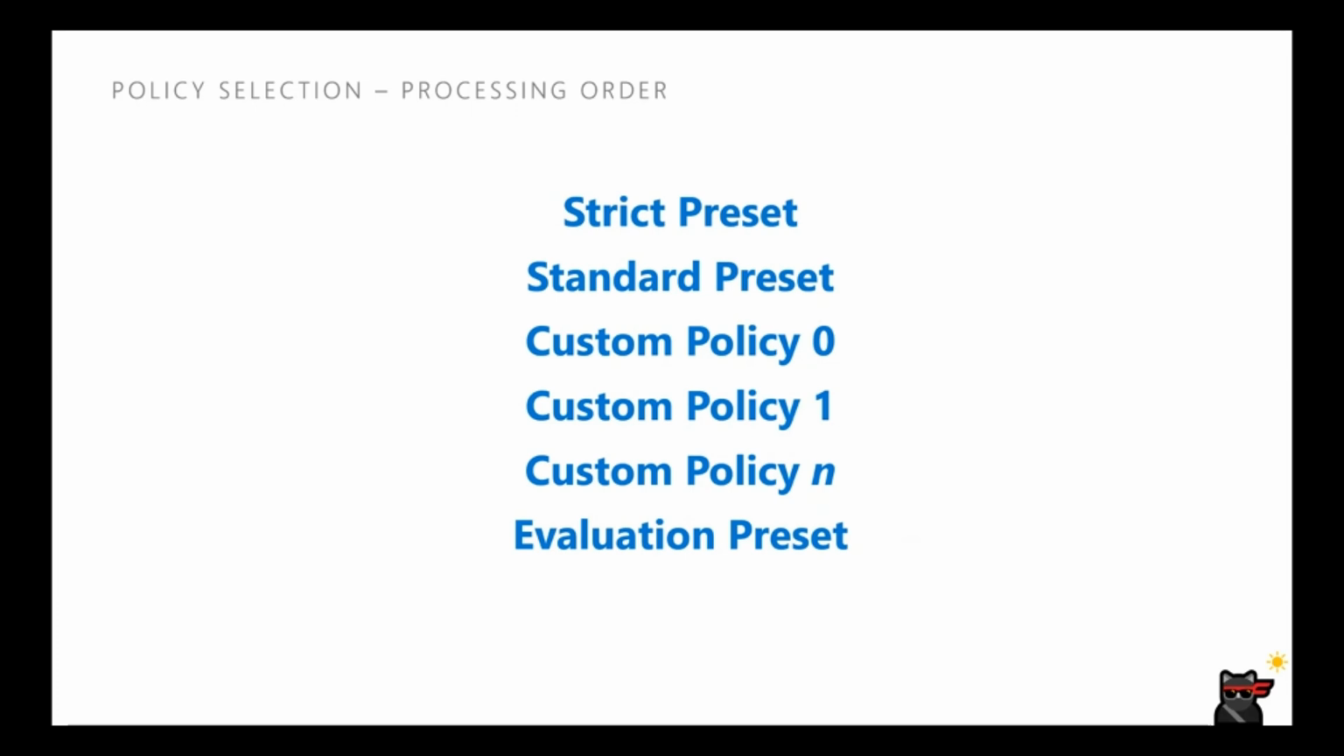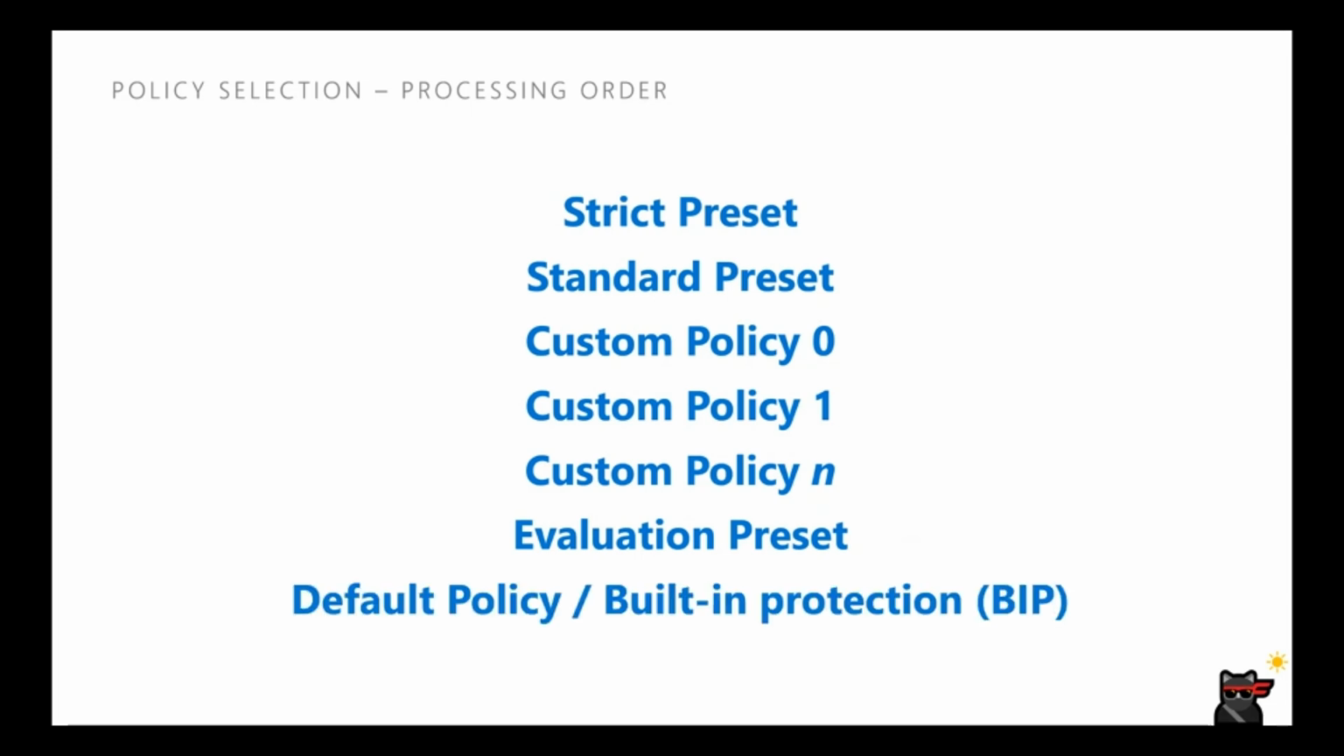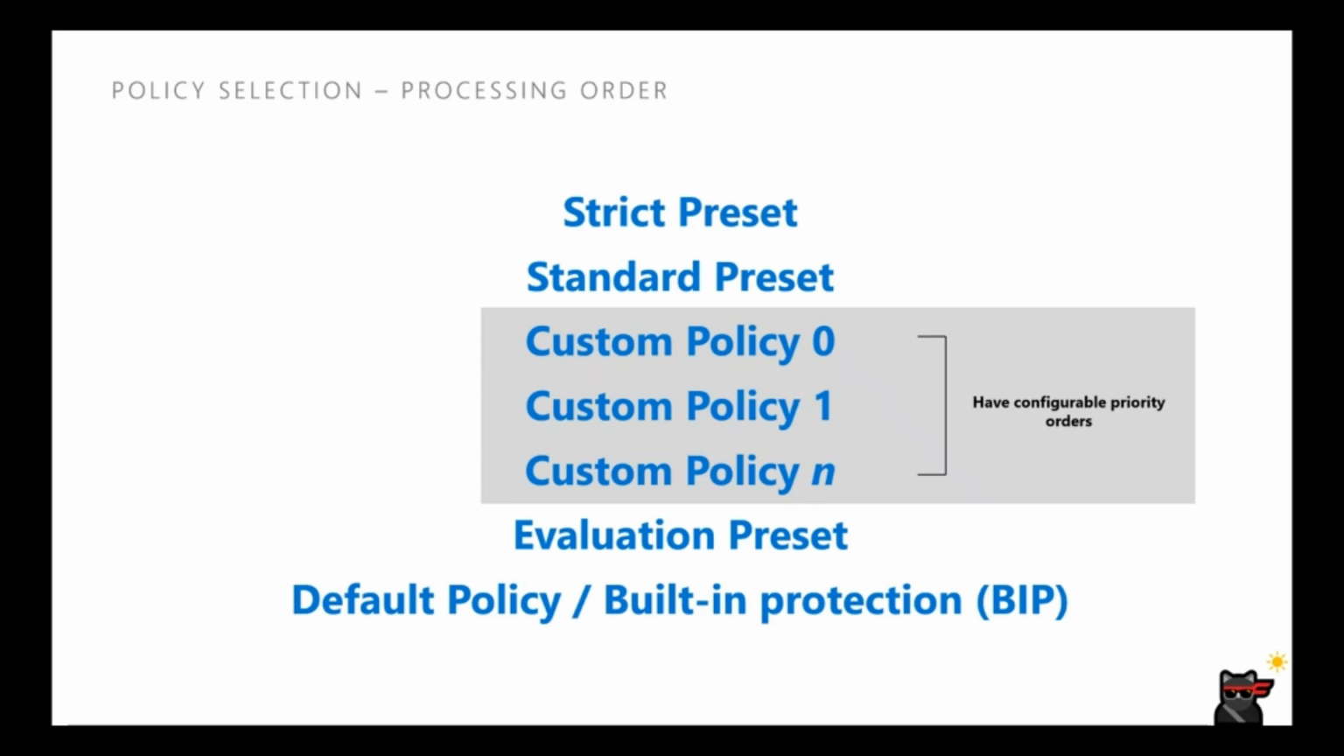Then the evaluation preset. If we are starting to evaluate the MDO products, if you're running it in evaluation mode, that comes after the custom policy evaluations. We don't want to break anything when we do the evaluation. Precisely. And then, of course, the default policy and the built-in protection. And much to your point a moment ago, the custom policies, you do have the ability to sort them. The 0 is, of course, going to be the highest priority. 1 is going to be next, and so on.